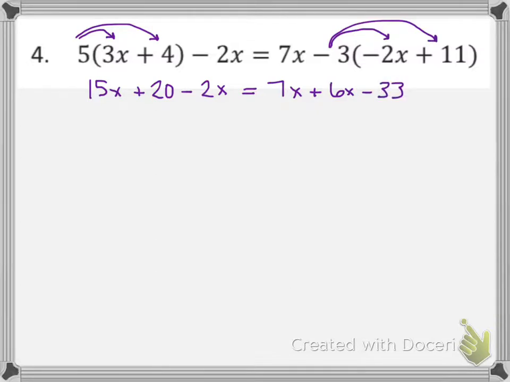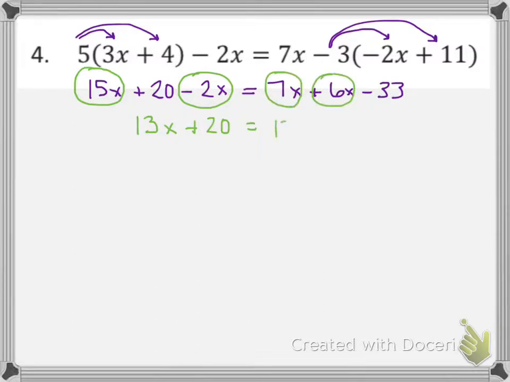Okay? Combine like terms. Okay, on the left side, I have a +15x and a -2x. That's going to be a +13x plus 20. Equals, on the right side, I have a +7x and a +6x. That is a 13x minus 33.